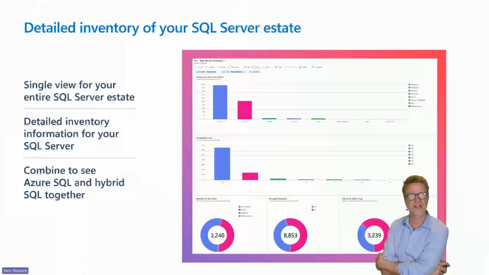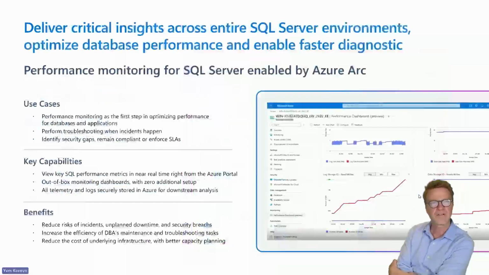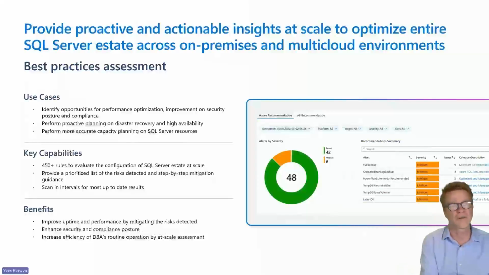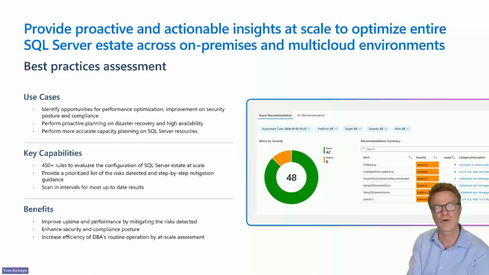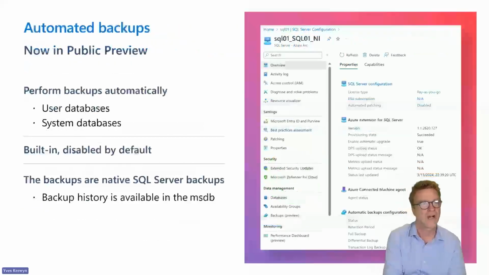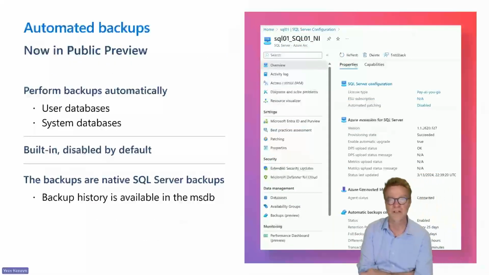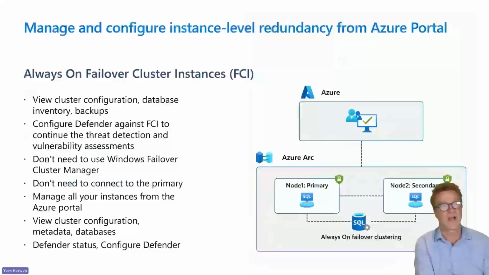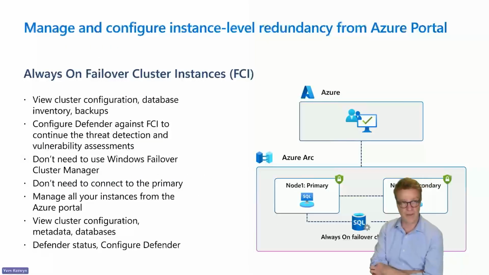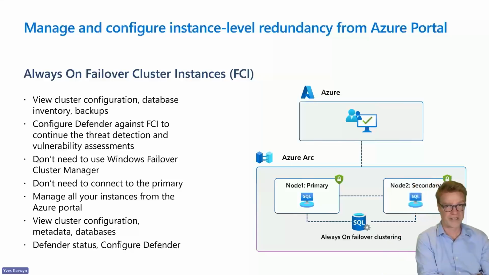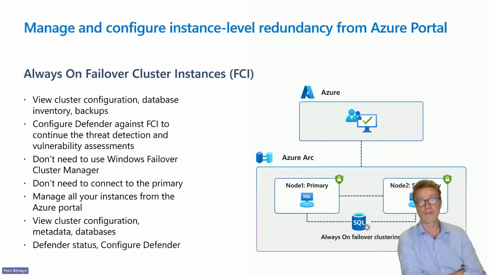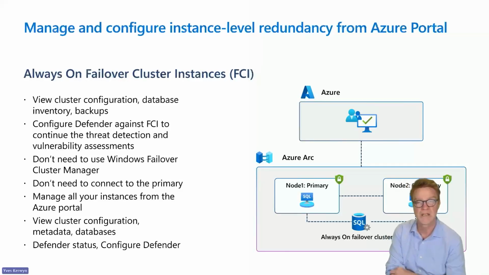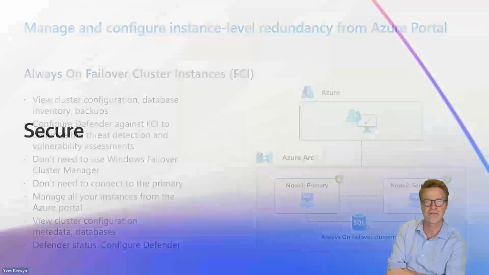Some screenshots, that is the inventory that you get. This is the performance metrics that I talked about. This is the best practices assessments that you can do for all your SQL Server workloads. This is the automated backup that you get from Azure, so single pane of glass, also from your backups. This is the story about the failover cluster instances that you manage, also from within the cloud, and again, for things running on premises. That's the beauty of the beast. And the always-on failover cluster that you manage from the cloud.